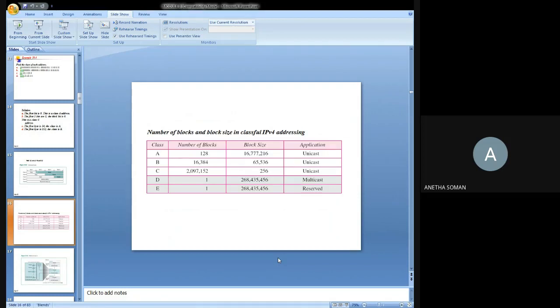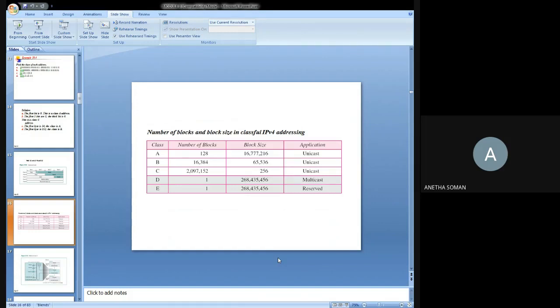The blocks are not varying. You have a fixed number of blocks, and the block size is also fixed. So you can see a table here: number of blocks and block size in classful IPv4 addressing. Now look into the class A address. Here you have 128 blocks. 128 blocks means it varies from 0 to 127. The first block will be 0, the second block will be 1, and it goes like that. The last block will be named 127. So totally you have 128 blocks.